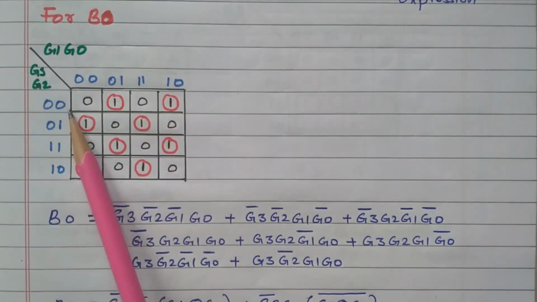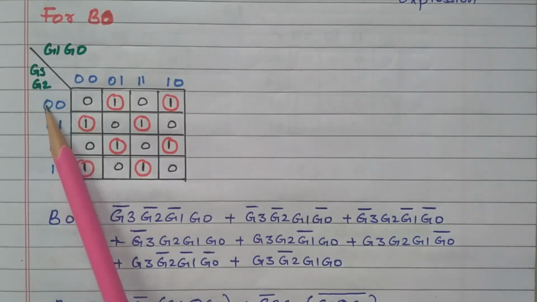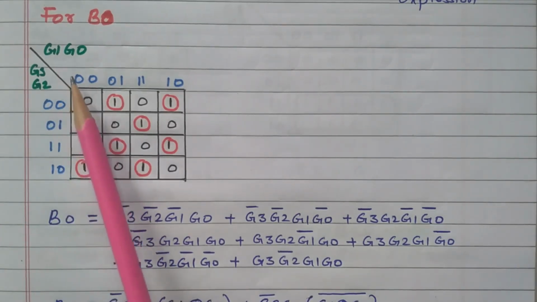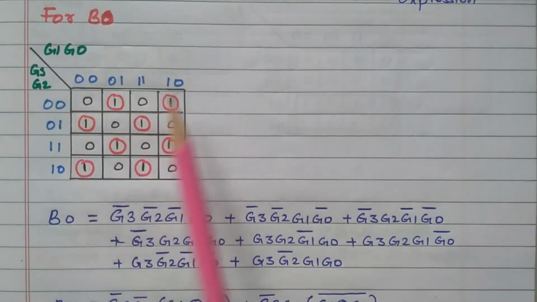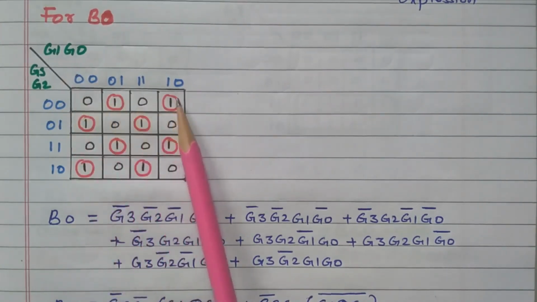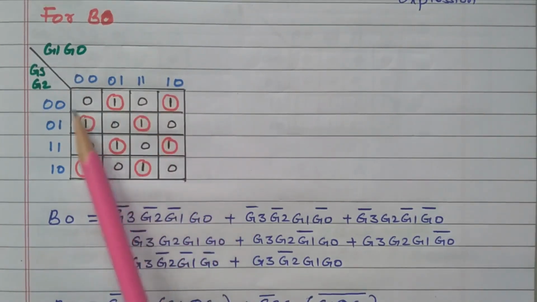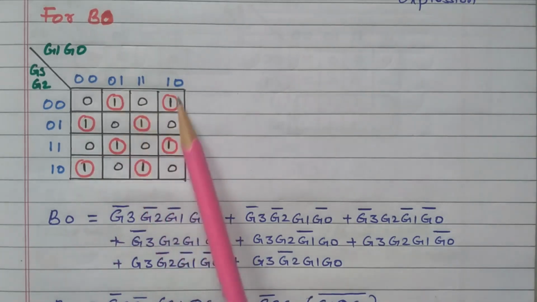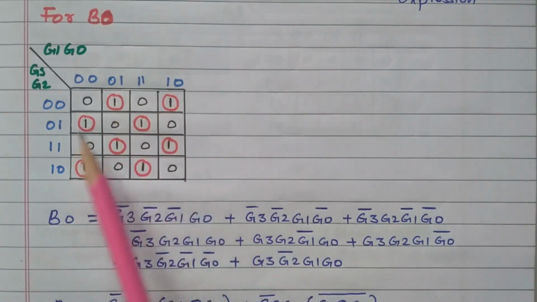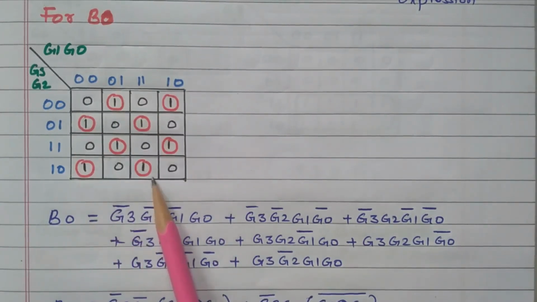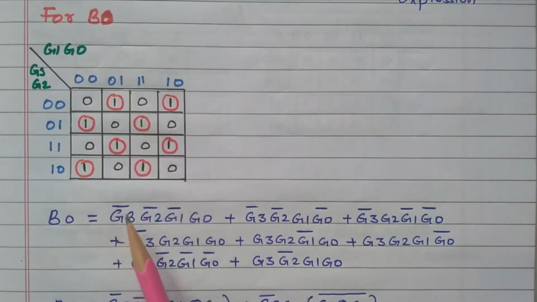G3, G2, 2 variables having four possible options: 0 0, 0 1, 1 1, 1 0. There is an interchange between the third and fourth row. Similarly, G1, G0 is 2 variables, so having 4 combinations: 0 0, 0 1, 1 1, 1 0. Here also the third and fourth column are interchanged. Now we have to mark all the ones. We already discussed there are 8 ones available, 1, 2, 3, 4, 5, 6, 7, 8, circled in red. Remaining are zeros, right?